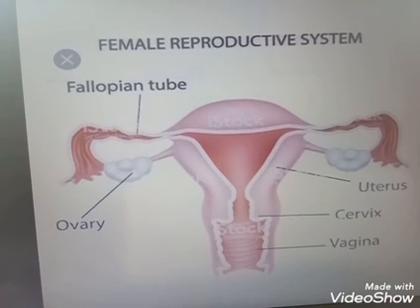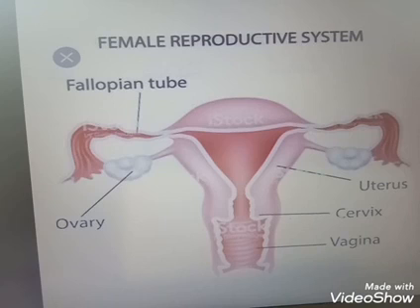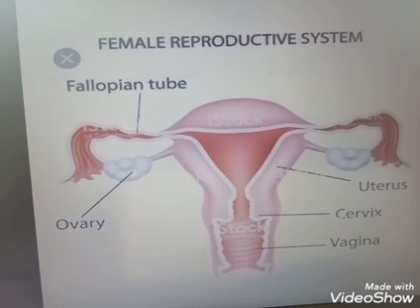Clear? So this is about the female reproductive organs. In the next classes we will discuss the accessory genital glands.